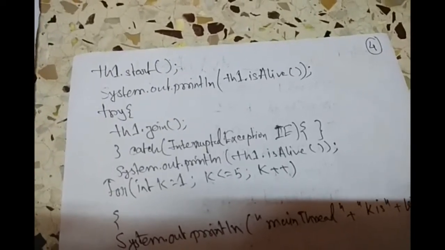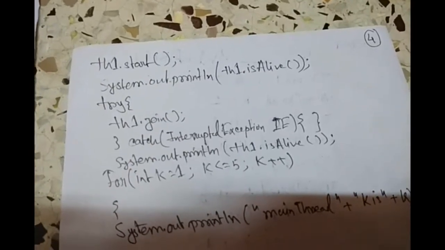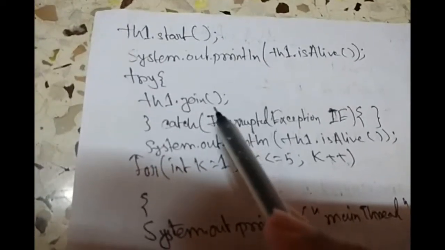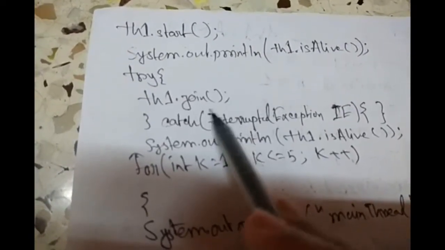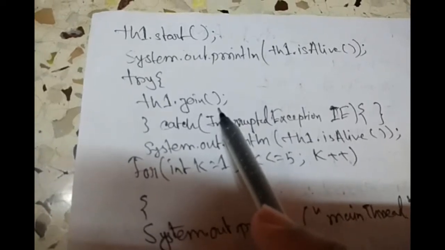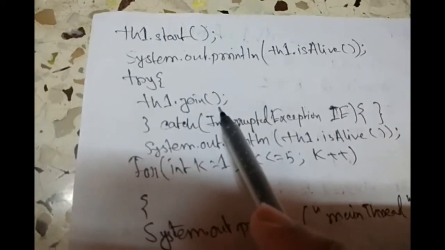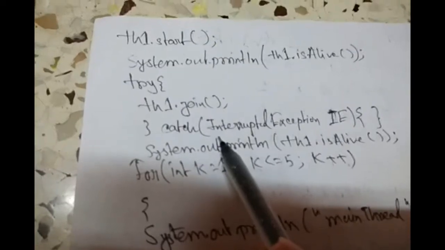So now we are writing the th1.join method. You can see that the th1.join method is written inside a try catch block. So here you can think of a particular example.